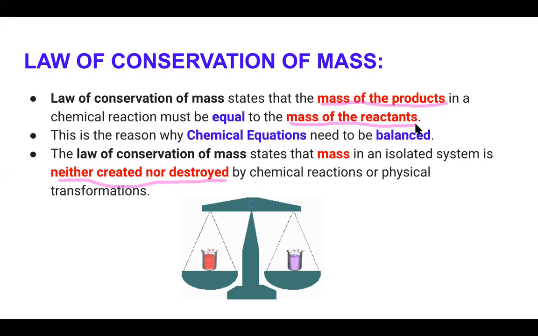So that is the reason we always say chemical equations need to be balanced. See, let's take the left side as reactants and the right side as products. Before the reaction, what is the mass? After the reaction, what is the mass of the products? They should be the same. They should be balanced according to the law of conservation of mass.